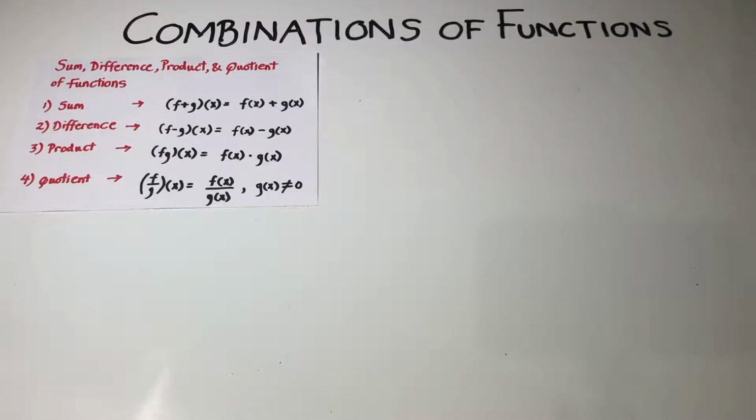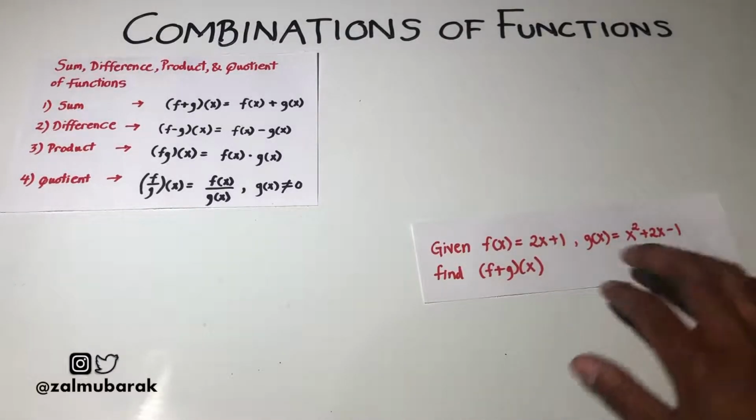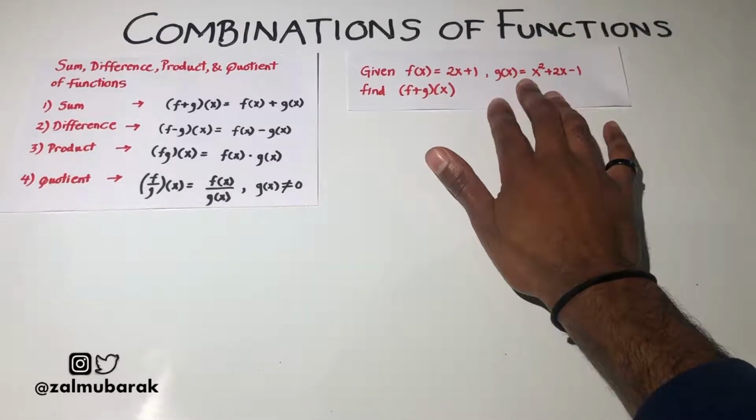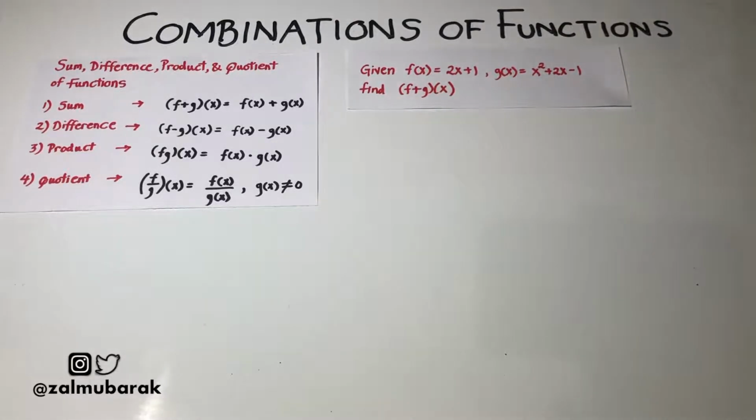Welcome back, everybody. In this video, we're going to do a couple more examples of combinations of functions, and then I'm going to move on to compositions of functions, which is a different topic, but relatable in this lesson. So here's our first example. We're given f of x is equal to 2x plus 1, g of x is equal to x squared plus 2x minus 1, and we're asked to find f plus g of x.